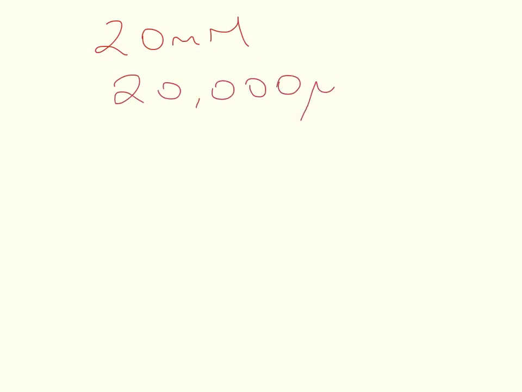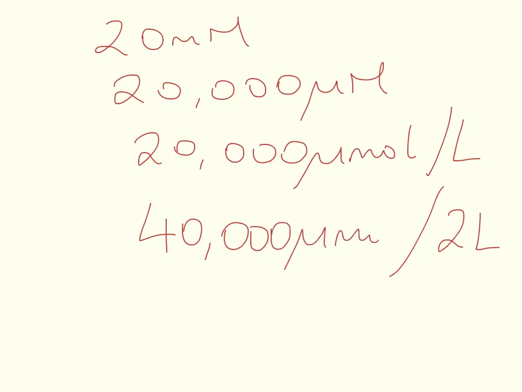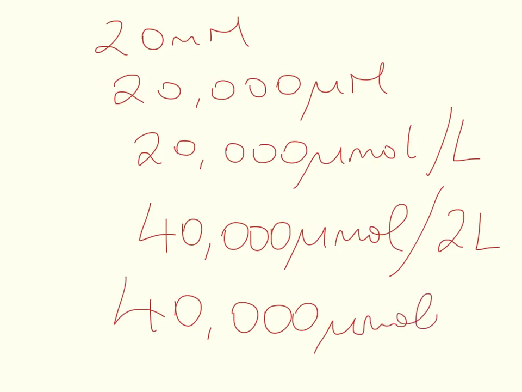How many micromoles are dissolved in 2 litres of a 20 millimolar solution? So if it's 20 millimolar, you know that's 20,000 micromolar, which is 20,000 micromoles in a litre. And we've been told that it's 2 litres. So if that's how much is in 1 litre, we must have 40,000 micromoles. So that's the answer. 40,000 micromoles will be present in that 2 litre solution of a 20 millimolar solution. Alright?